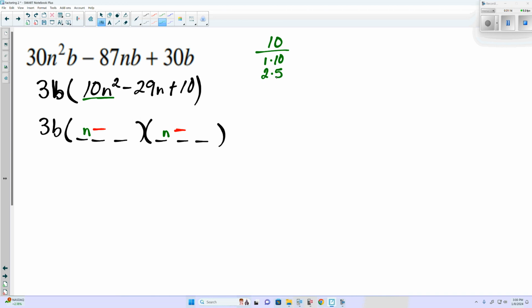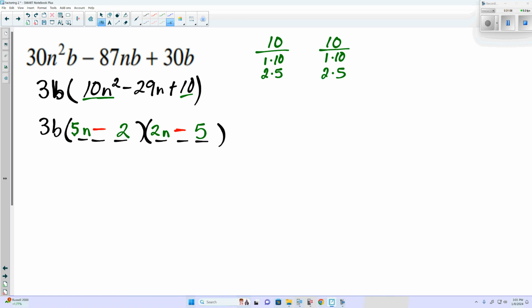Which one do we want to try first? 2 and 5. 5 first. That's fine. We can put the 5 first. 2 second. Factors of our third term, so factors of 10 would be 1 and 10 or 2 and 5. Which one do we want to try first? 2 first, 5 second. Because again, we said we removed all the greatest common factors, yes? So that means with the 5n, we can't put the 5 with it, and 2n can't put 2. Otherwise, we'd have 2 more common factors.